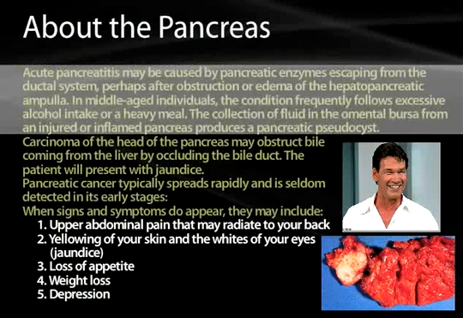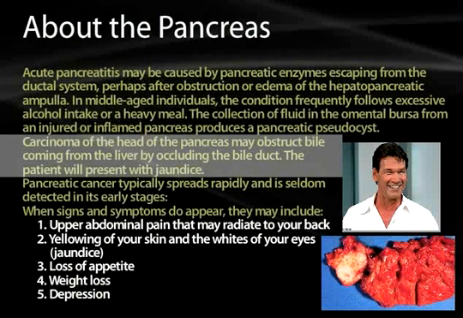Well, clinically you can get acute pancreatitis, which can be caused by either pancreatic enzymes escaping from the ductal system or after an obstruction or edema of the hepatopancreatic ampulla of Vater. It oftentimes happens in middle-aged individuals where there's a frequent condition of excessive alcohol or heavy meals. The collection of fluid in the omental bursa from an injured or inflamed pancreas will produce a pancreatitis pseudocyst, and this fluid needs to be drained endoscopically upon surgery.